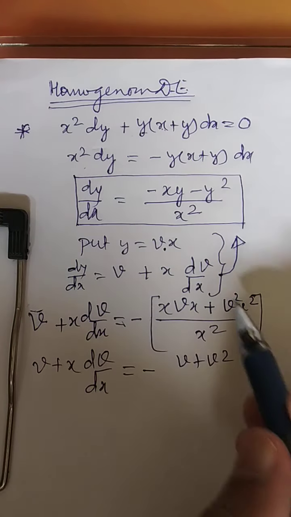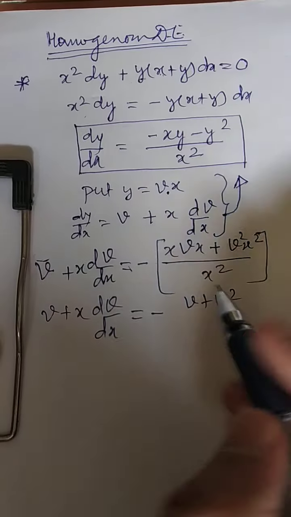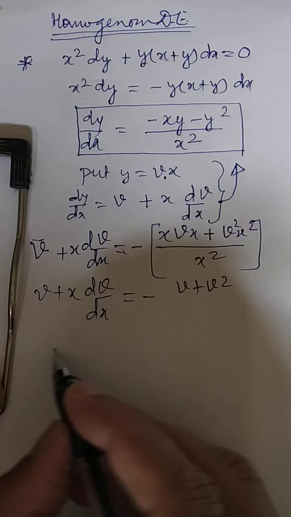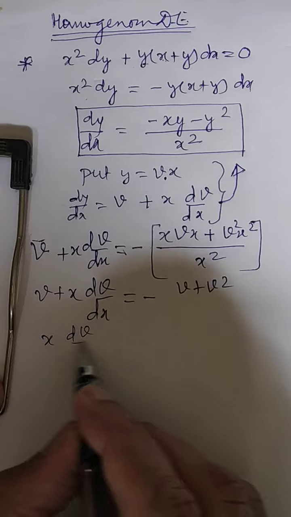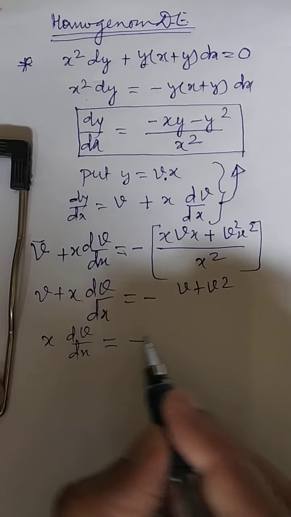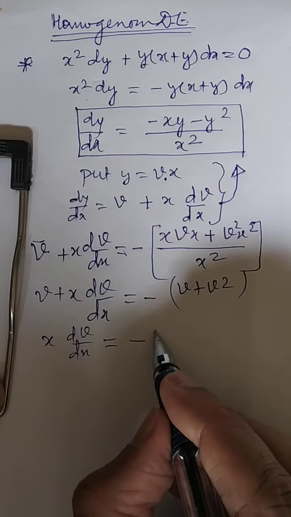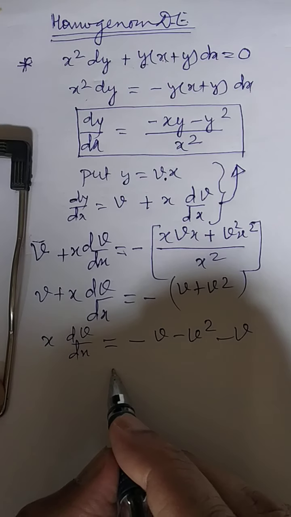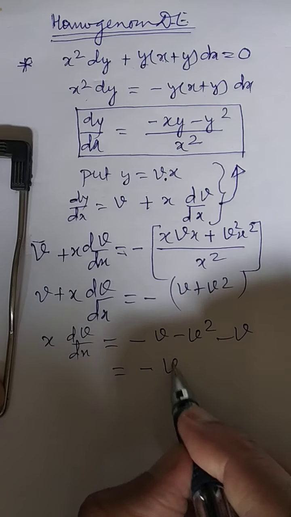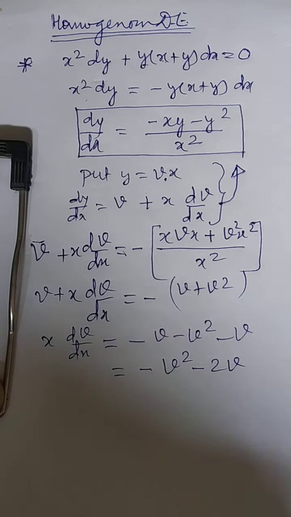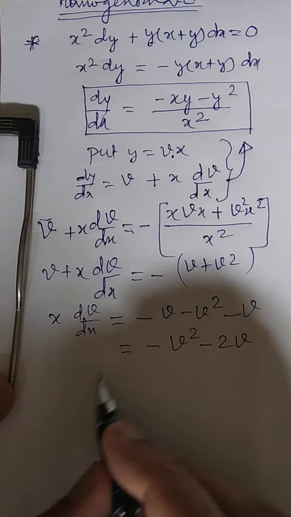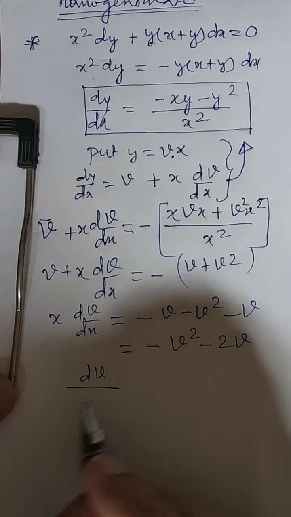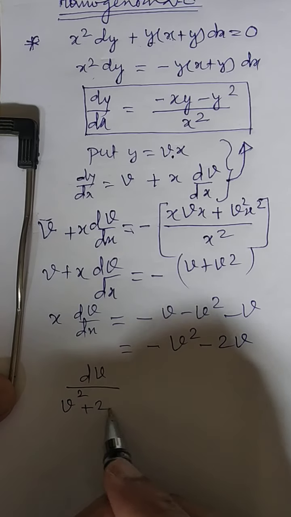Now I told you here you are going to convert into a variable separable form. Now how is it to be done? Look, x dV by dx will be over here. It will be equal to minus, this is V minus V square, and this V is shifted to the right side. So you are getting minus V square minus 2V. Is it okay? Now variable separable means all V and denominator of that also V.